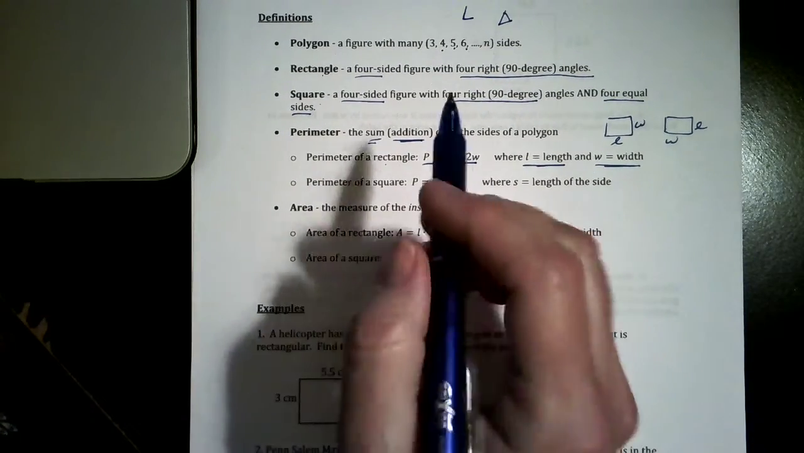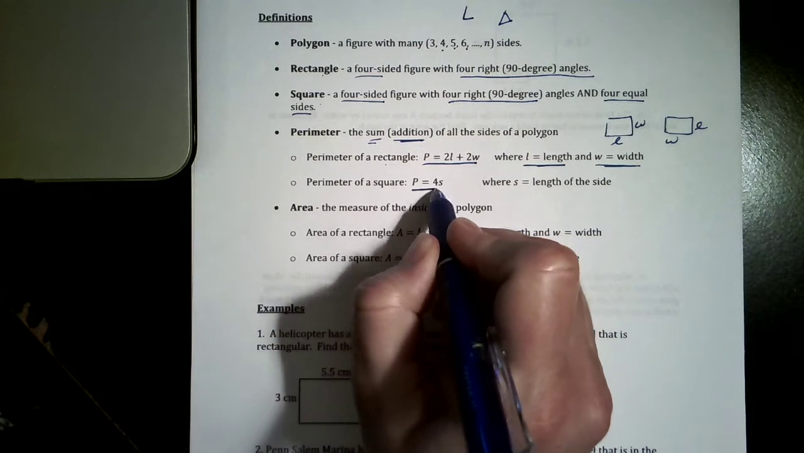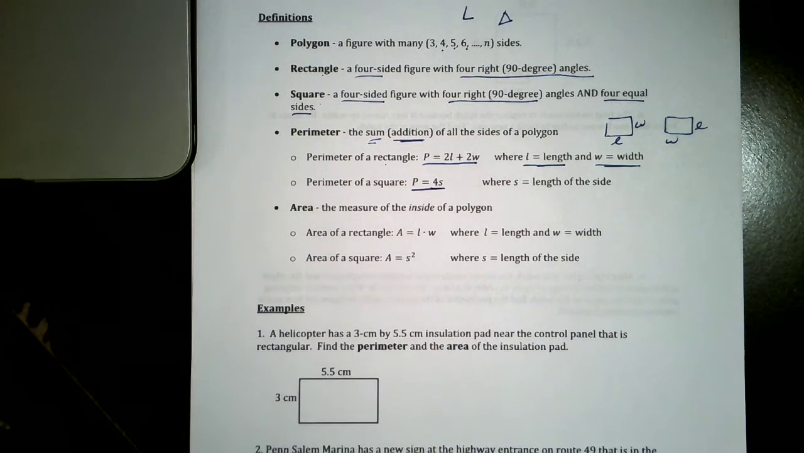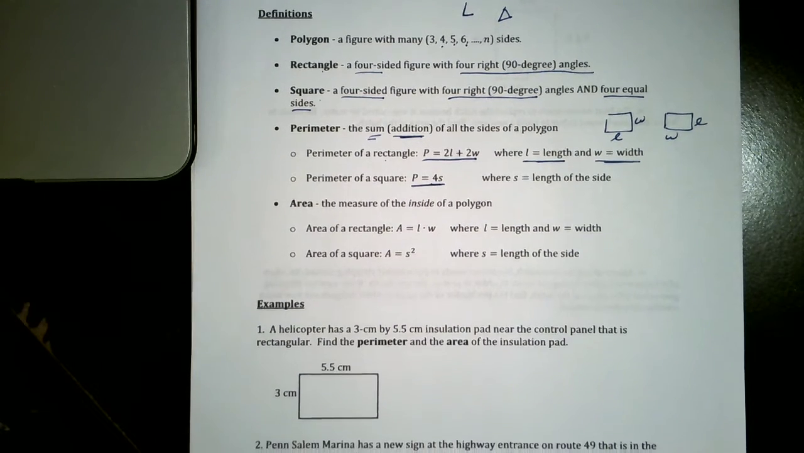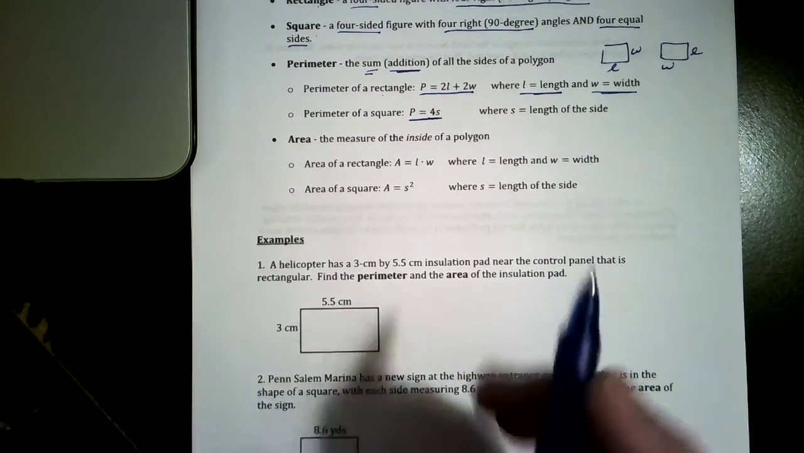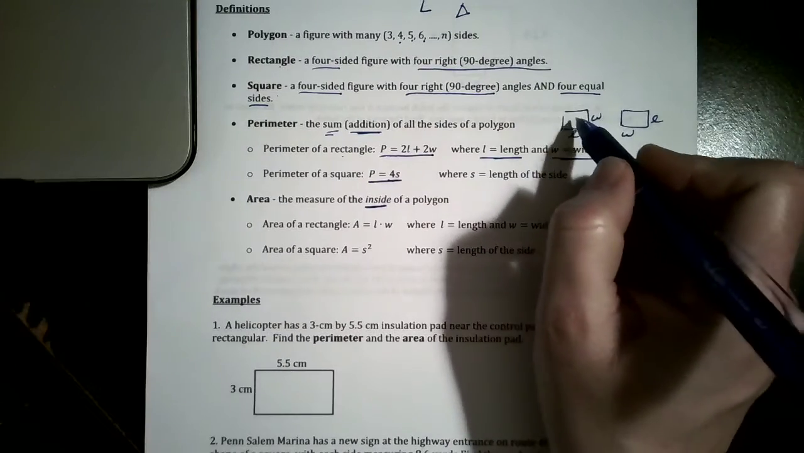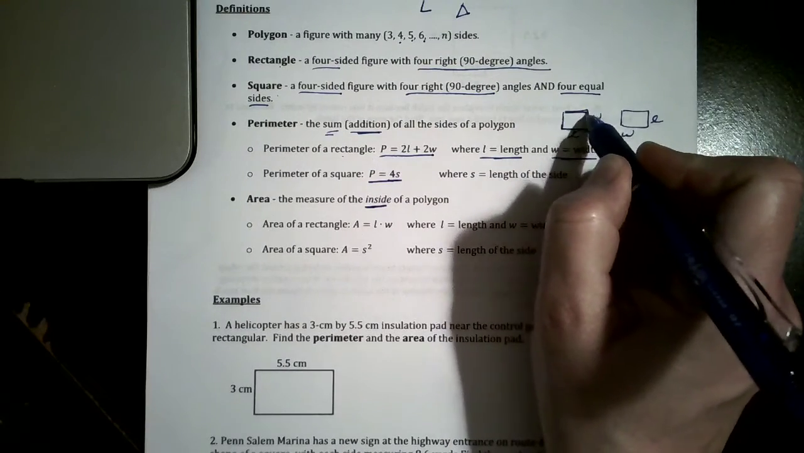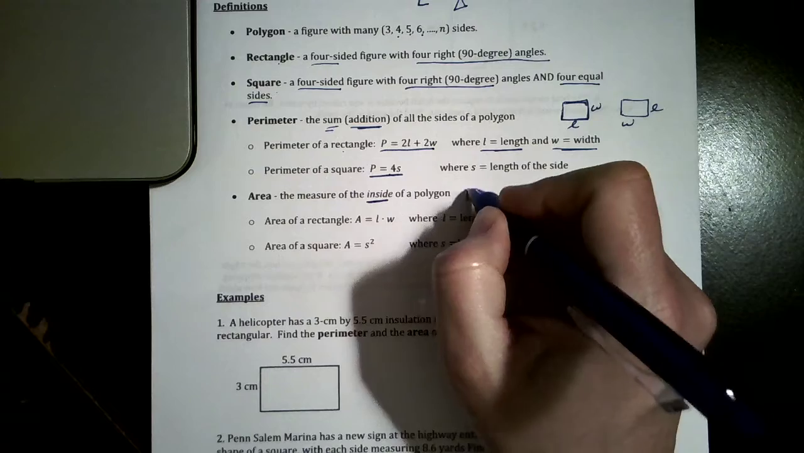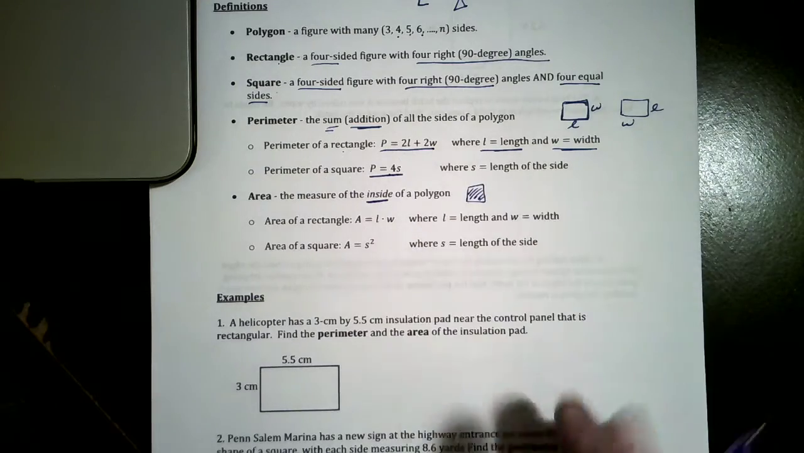Okay? When you're talking about the perimeter of a square, it's just 4 times the side length of the square. Okay? So S is the length of the side. Area is the measurement of the stuff inside of the polygon. So where perimeter is the distance around the outside, the area is the stuff that fills up the inside.